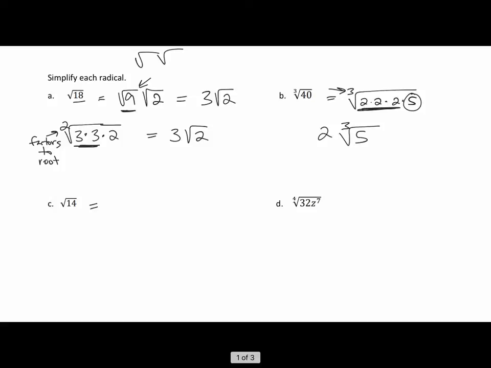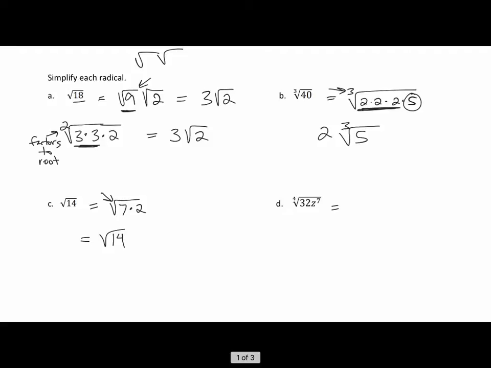So 2 cubed root 5 is the simplified radical. For C, the square root of 14, I don't know if there's a perfect square in there somewhere. So 14 is 7 times 2. And I can see that there is not, because those are single factors and I need 2 factors to have a root here. So it stays square root 14, it doesn't simplify.